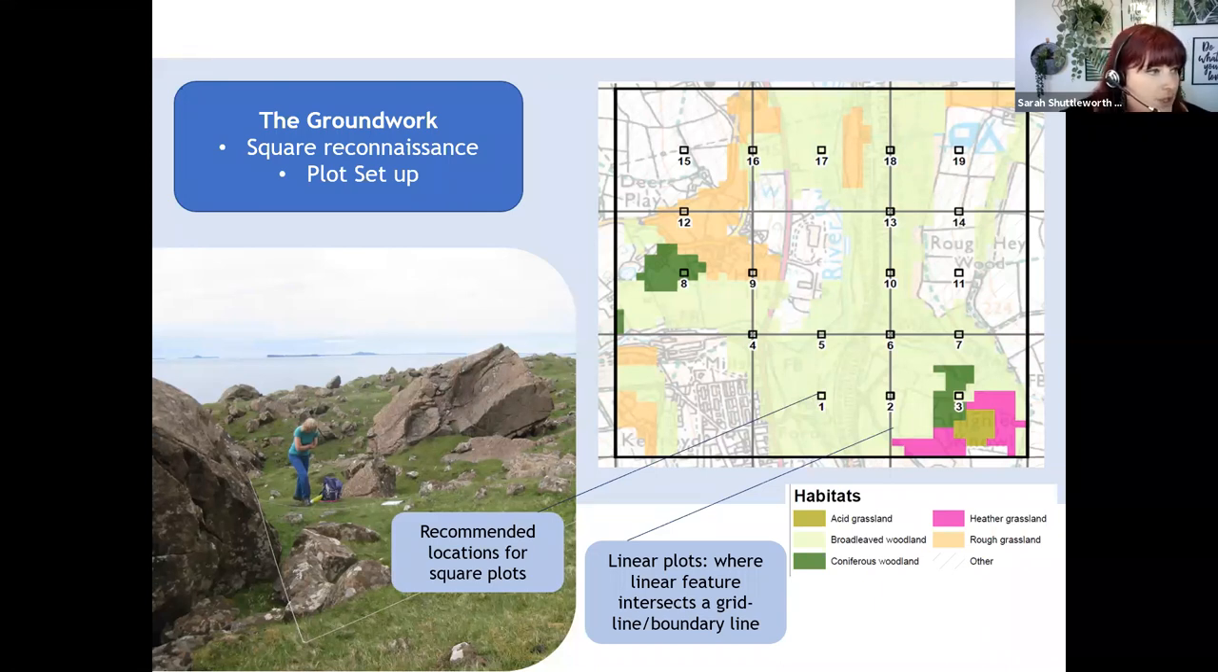As you can imagine, the reason for asking you to use these pre-selected plots is that if we were able to choose our exact plot locations every time, we may very well end up choosing the rather nice patch of orchids in the corner of the grassland. And as lovely as this would be, if you scale that up nationally, this would give a misrepresentation of what is really happening in our habitats.